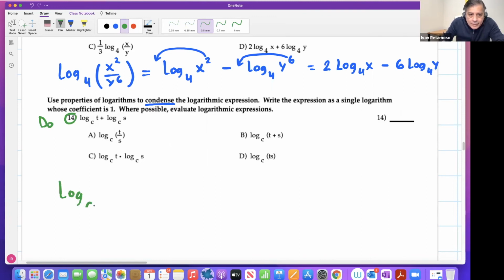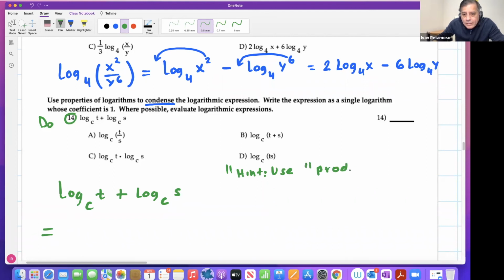Condense this: log base c of t plus log base c of s. Rewrite it as a single log. Hint: use the product rule backwards. I see students readily posting answers. Jay, excellent, very good.